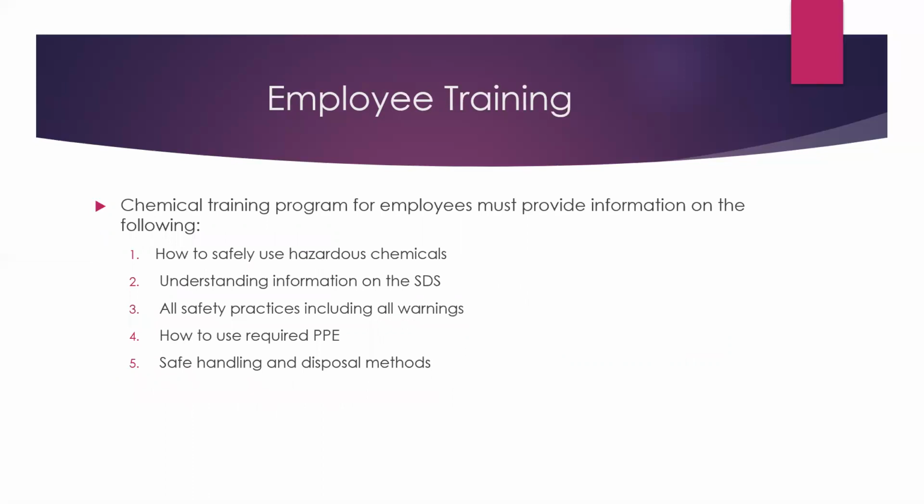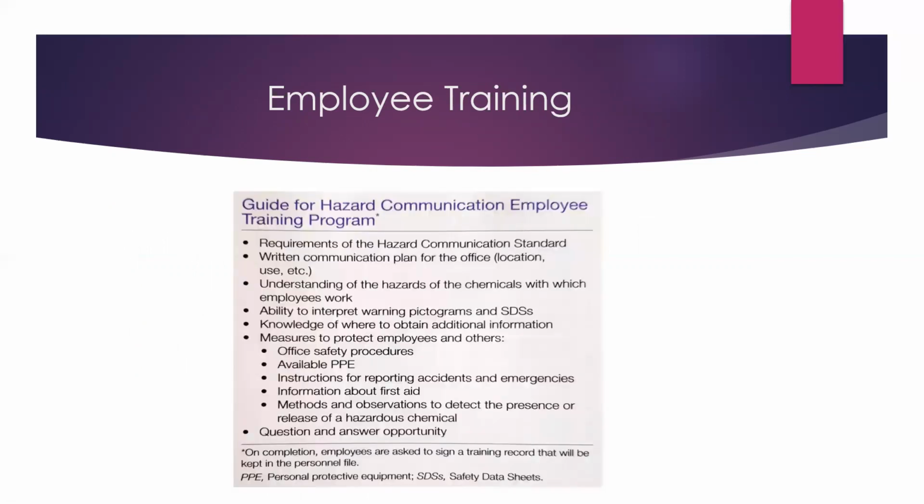So chemical training programs for employees must provide information on the following. So when you have a training, for example, for employee to employee, where you go out and work, you have to learn how to safely use the chemicals and understand the information on the SDS. All the safety practices included on the warnings and how to use the required PPE. And overall, you definitely have to know how to have safe handling and disposal methods. Okay, your book has a little bit of a guide box for the hazard communication employee training program, and in terms of its requirements, the written communication, understanding of the hazards, and overall just a summary of what we talked about.